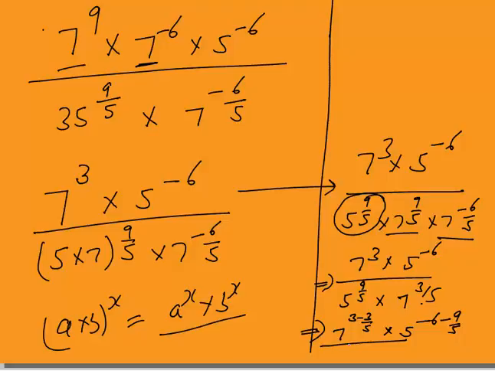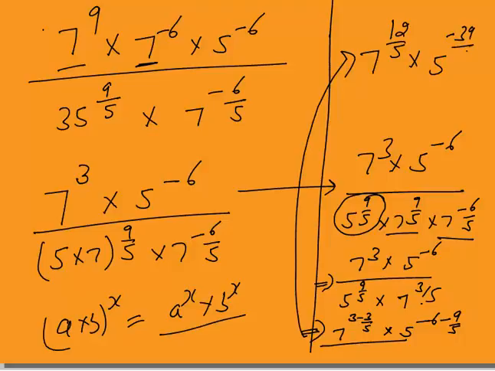I'm solving here, 7 power 3 minus 3 by 5. This becomes 7 power 12 by 5, since 15 minus 3 is 12. 5 power minus 6 minus 9 by 5. This is 5 power minus 39 by 5.